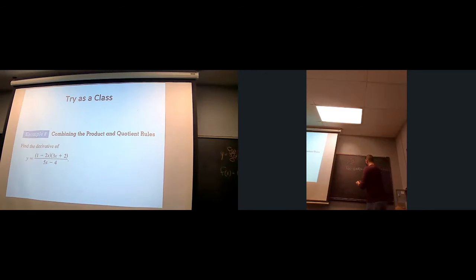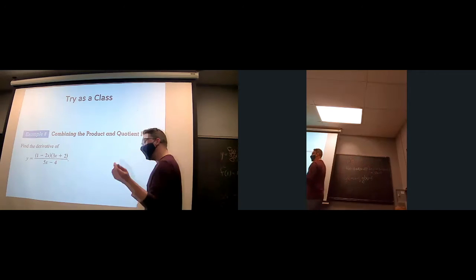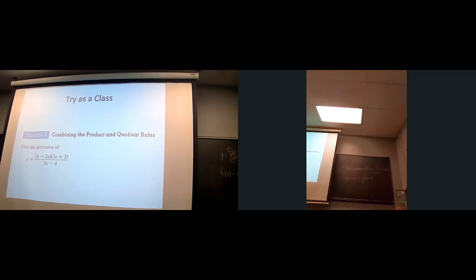Now, going back to g of x, which is equal to 5x minus 4. So g prime of x is just going to be 5. And now we're going to plug all of this back together using the quotient rule.